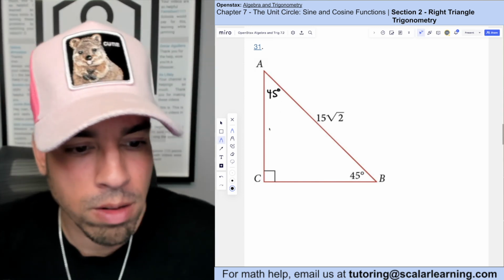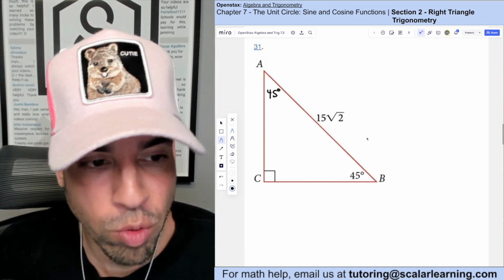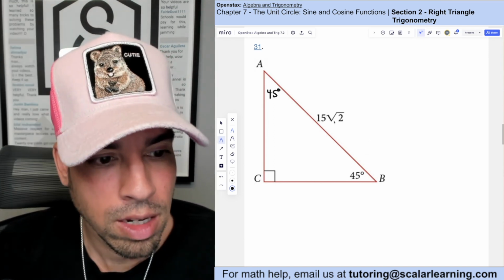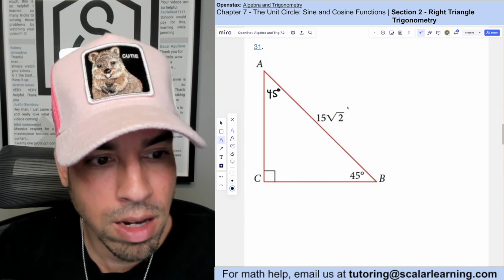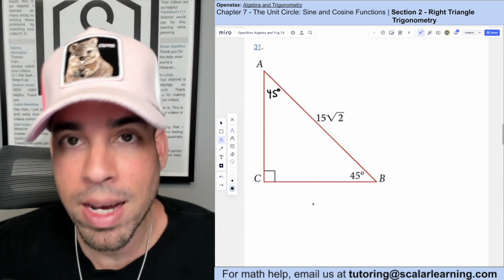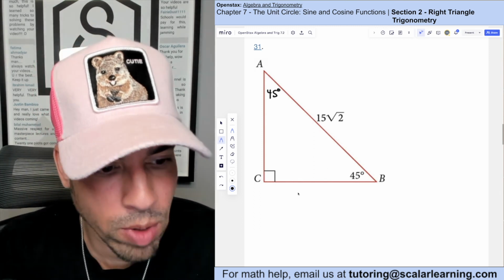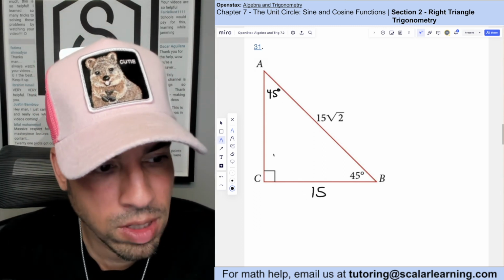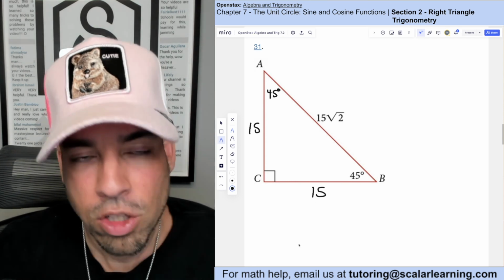So for this one, it's again a nice special right triangle where this is 45 degrees as well. And the great thing about a 45, 45, 90 special right triangle is that the hypotenuse is always the legs times radical 2. Well, look at that nice radical 2 out there. That means to get back to the legs from the hypotenuse, I divide by rad 2. So it's basically just 15 for both of these sides. So that's how you do it.